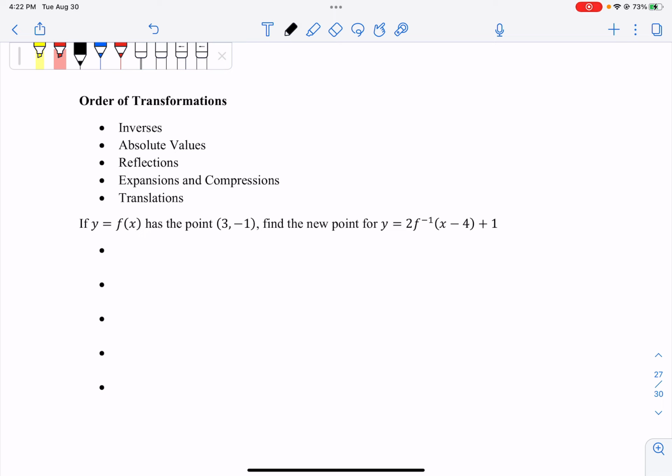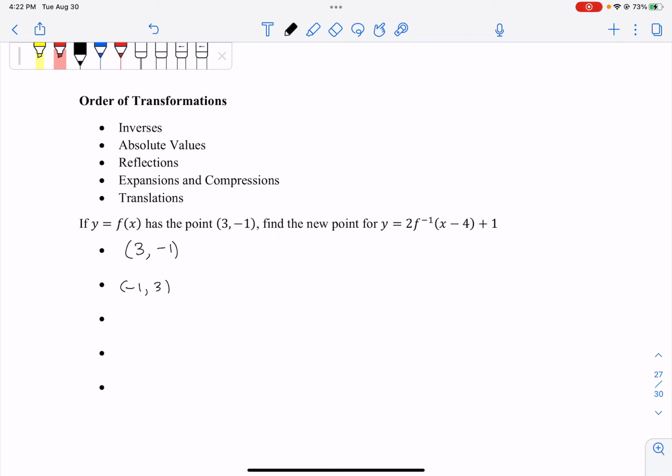So let's say we have the point (3, negative 1) as the original. Let's see what's going on over here. Now the sign for an inverse is this, so we're going to use that. First thing is an inverse. So (3, negative 1) becomes (negative 1, 3).